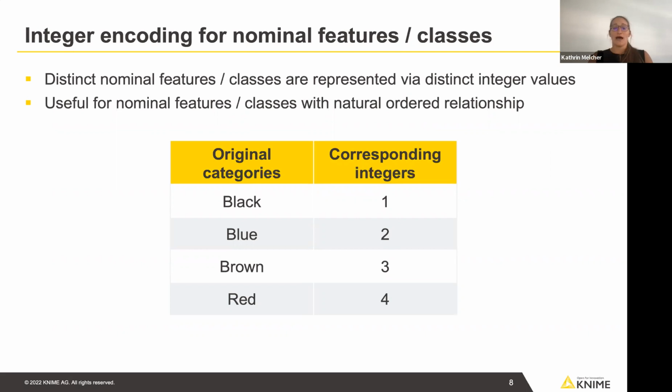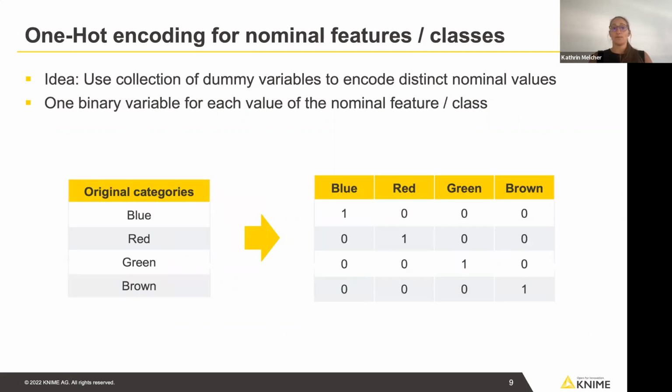And that's why I thought about another encoding option. And this is the encoding option of one-hot encoding. What is the idea behind one-hot encoding? The idea behind one-hot encoding is to use a collection of dummy variables.